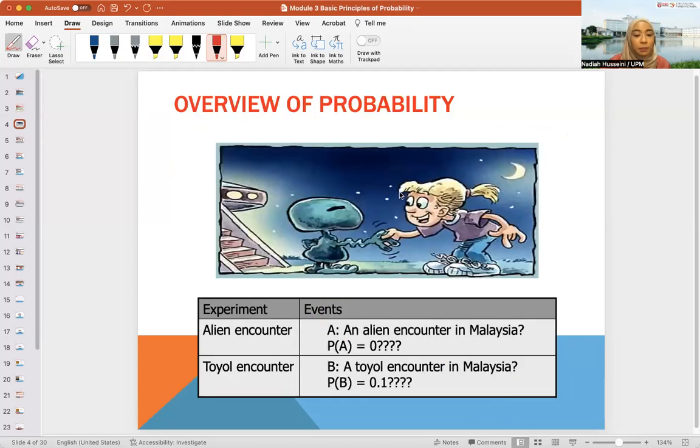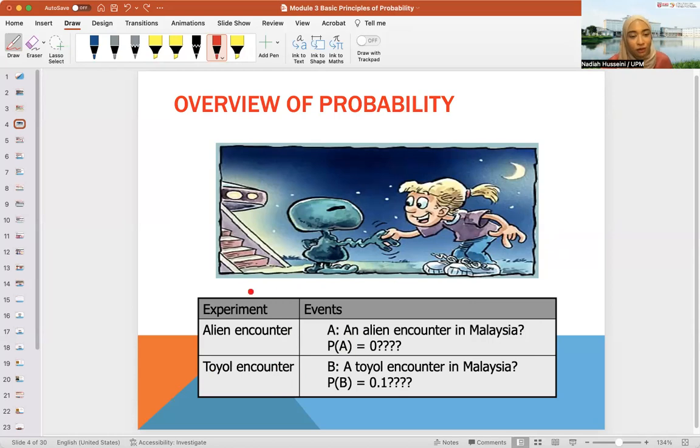Another example of an experiment and events is meeting aliens, an alien encounter. I don't know why they use this example. Let's just go with it. The event is A, an alien encounter in Malaysia. What is the probability of an alien encounter in Malaysia? P in bracket A is equal to 0, because the probability of that happening is impossible. So it's 0.